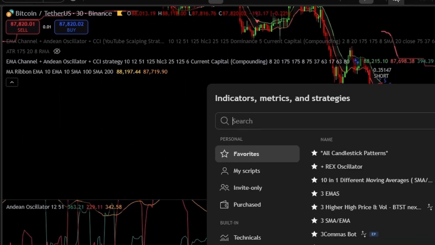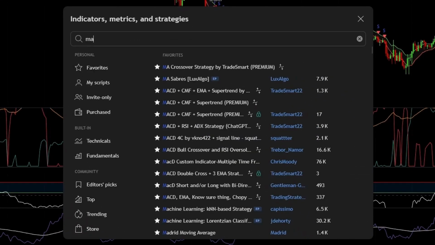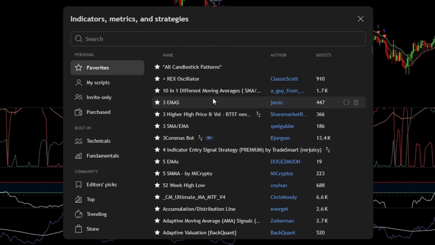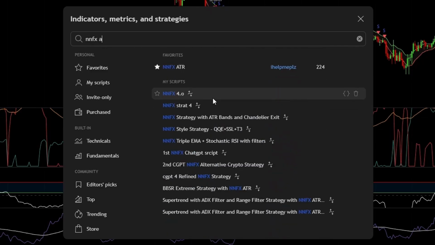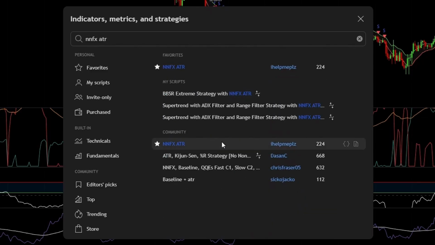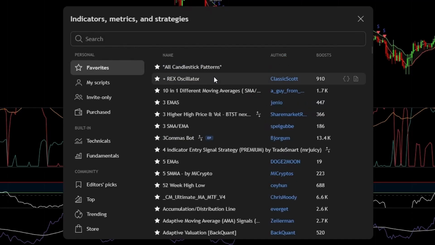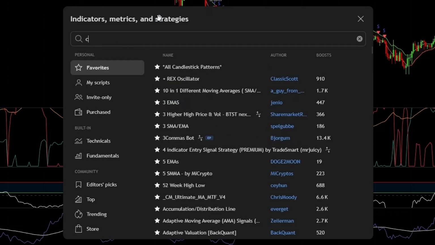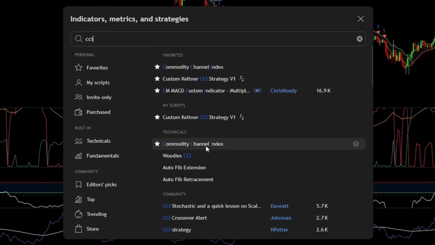Open up the Indicators tab and first type in MA ribbon. Add the moving average ribbon. Then type in NNFX ATR, our usual stop loss and take profit indicator, add this one. Then we will need our main indicator, the Andean Oscillator, add this one. Then the CCI, add the commodity channel index.